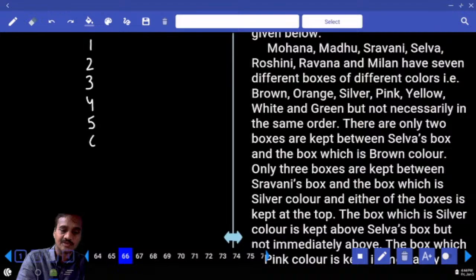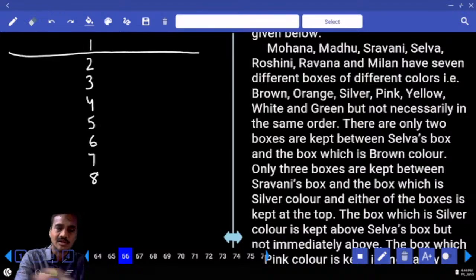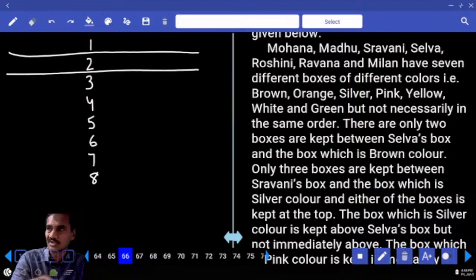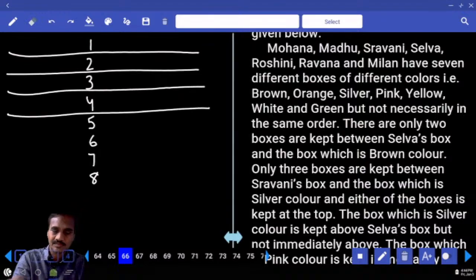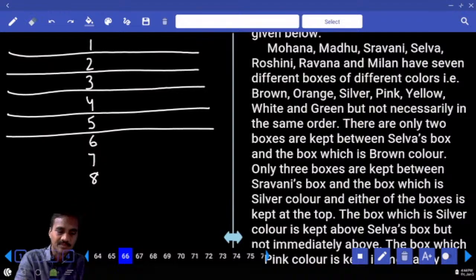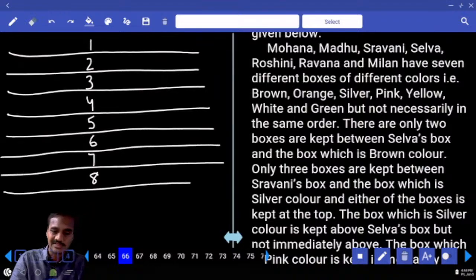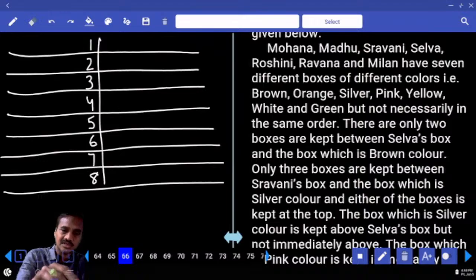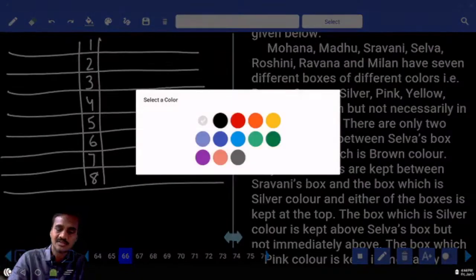What is that position? Topmost. In the topmost position, who should be there? Either Shravani or the box which is silver color must be at the top. Either of the boxes is at the top, or not. Either of the boxes means what? Either Shravani's box or the silver box.